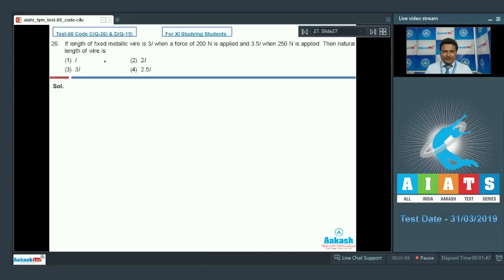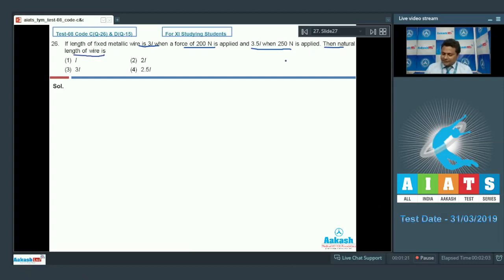Here is question number 26, everyone. If length of fixed metallic wire is 3L when force of 200 Newton is applied and 3.5L when 250 Newton is applied, the natural length of the wire will be what?